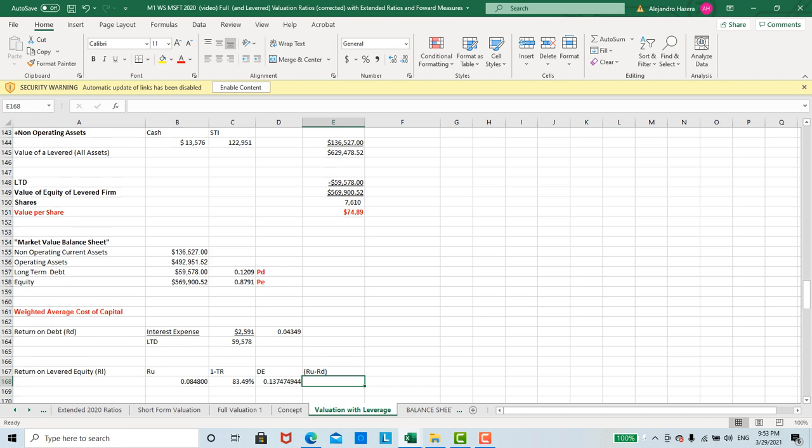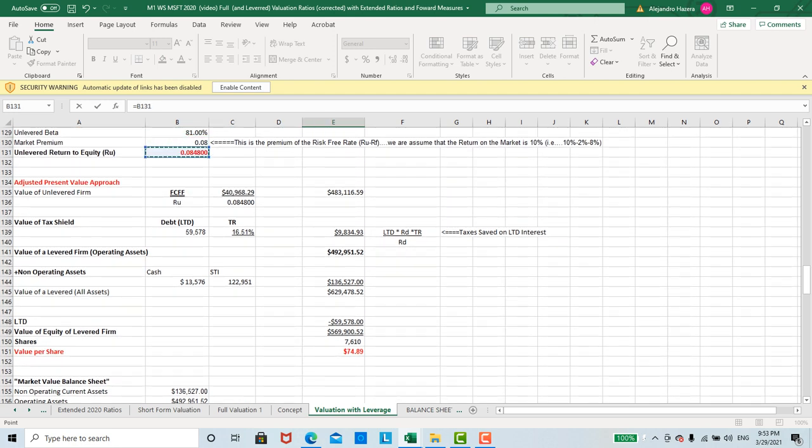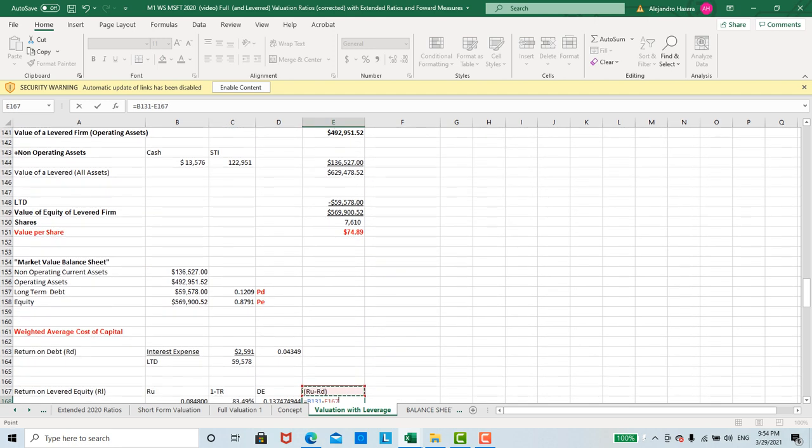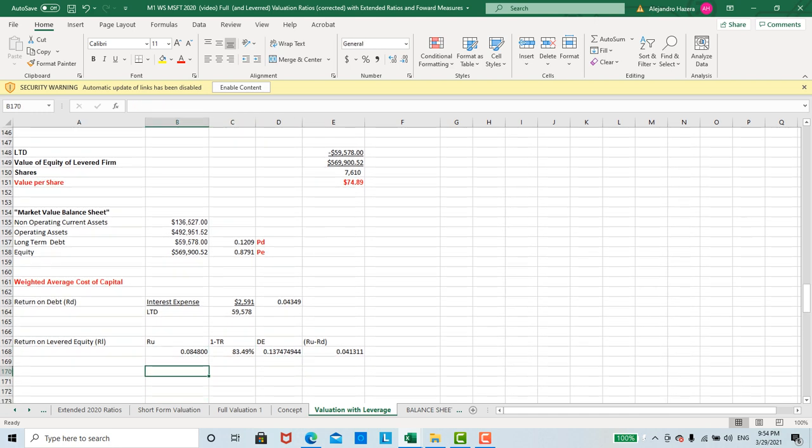And then finally, the return on unlevered equity minus the return on debt. So the return on unlevered equity was up here, 8%, minus the return on debt, we know was about 4% here. Okay, so the return on unlevered equity, we'll put it right here. The result of the return on levered equity, we'll put it right down here.